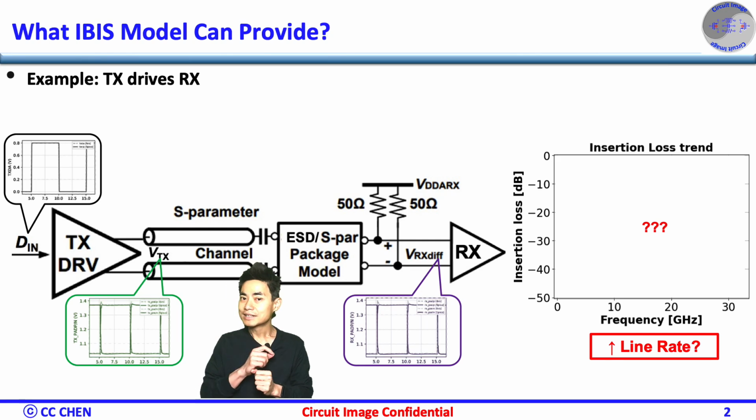Before understanding the IBIS model limitation, we could first look at what IBIS can provide. This simple example shows that the TX buffer drives the RX buffer. Then we can see not only the TX output waveform, but also the RX input waveform after the channel.